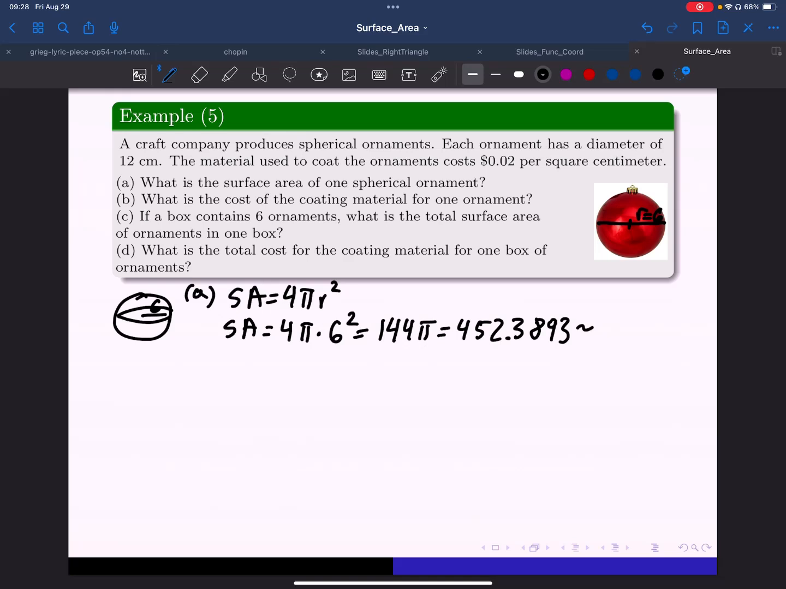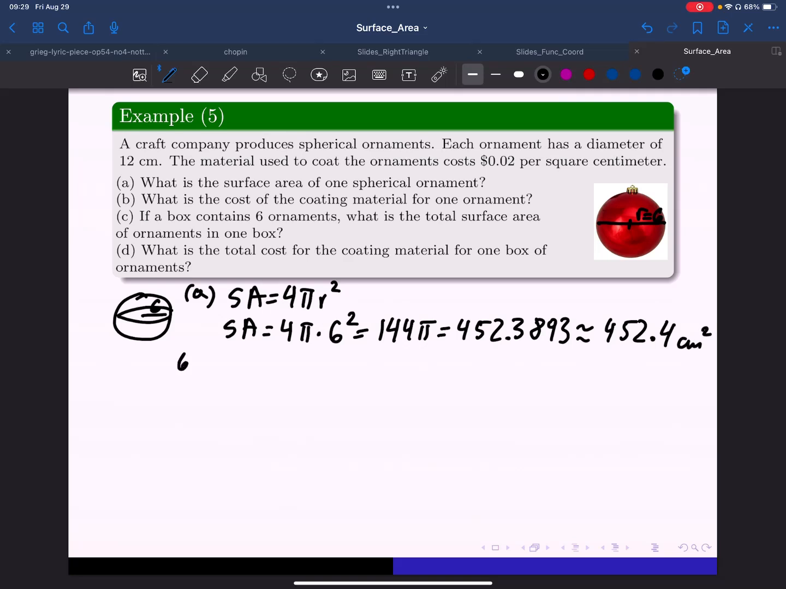452.3893, which is approximately 452.4. So we rounded to 1 decimal place. To round to 1 decimal place, we look at the next one. The next one is 8. If that's 5 or more, we increase the value by 1. So from 3, we're getting 4. So this is the surface area in centimeters squared, of course.